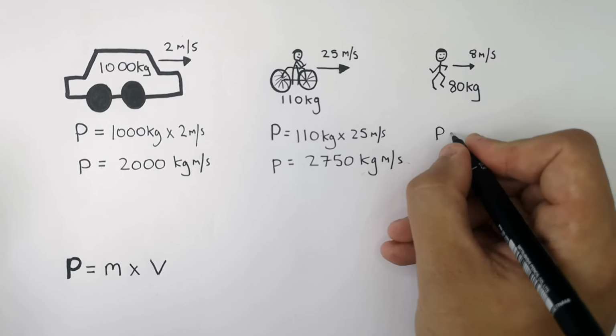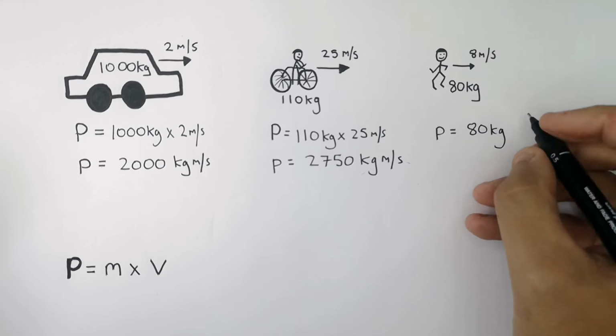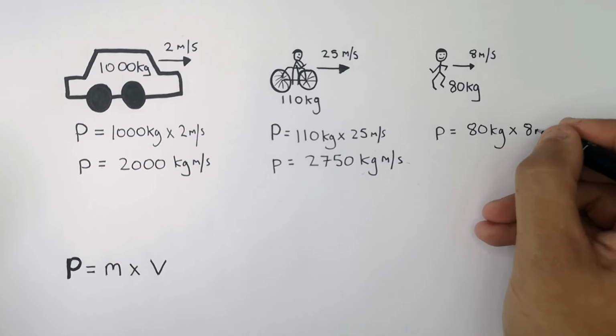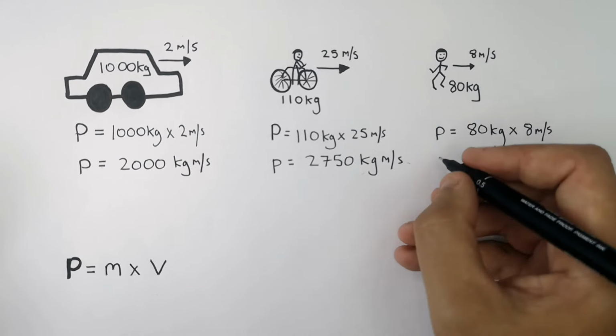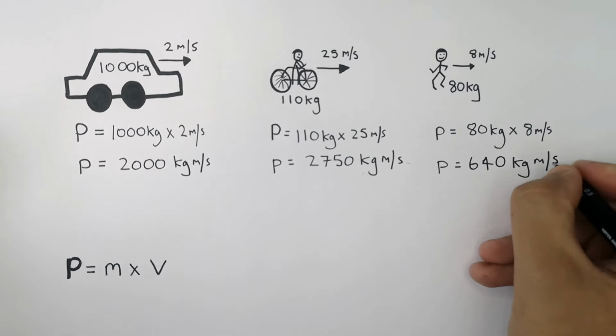In the last example, the person has a mass of 80 kilograms. You multiply the person's mass by their velocity, so they're running with a velocity of 8 meters per second. So their momentum is 640 kilogram meters per second.